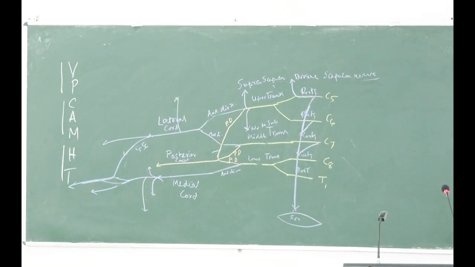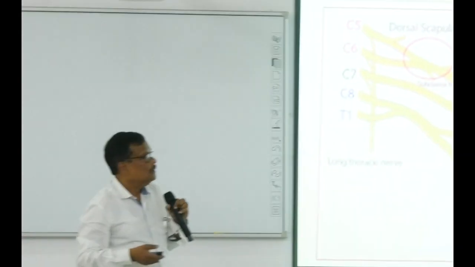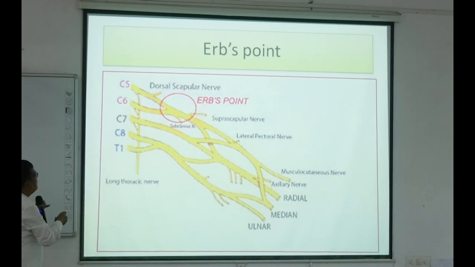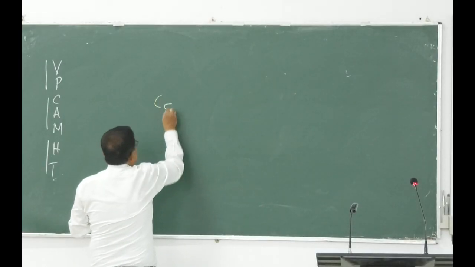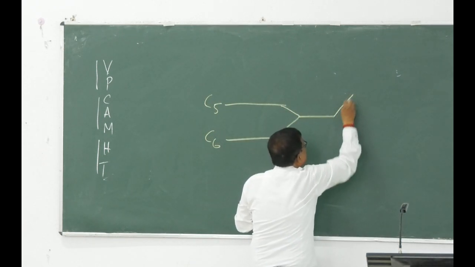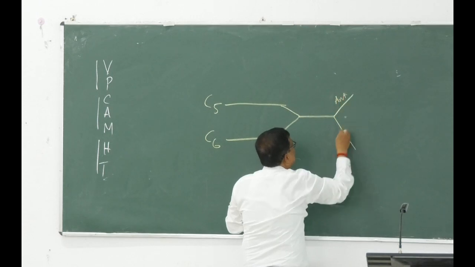Lastly, what is Erb's point? You know, these are the C5 and C6 roots. C5 and C6 roots join together to form the upper trunk and divide into anterior and posterior division. From the upper trunk arise the suprascapular and subscapular nerve. Let us draw it a bit bigger. C5, C6 join together to form the upper trunk and divide into anterior and posterior division.